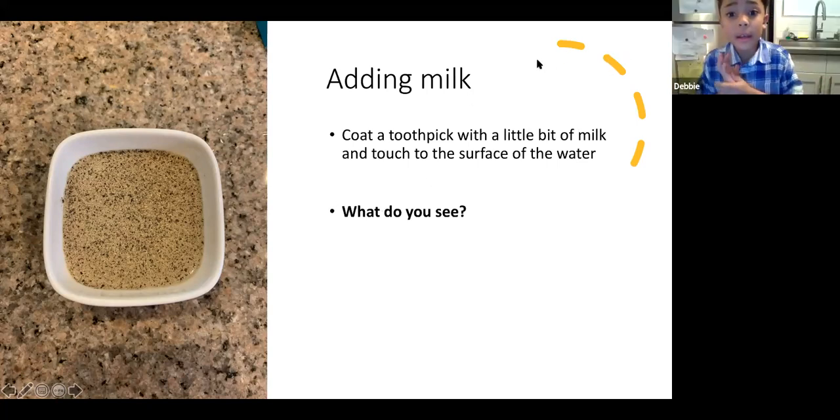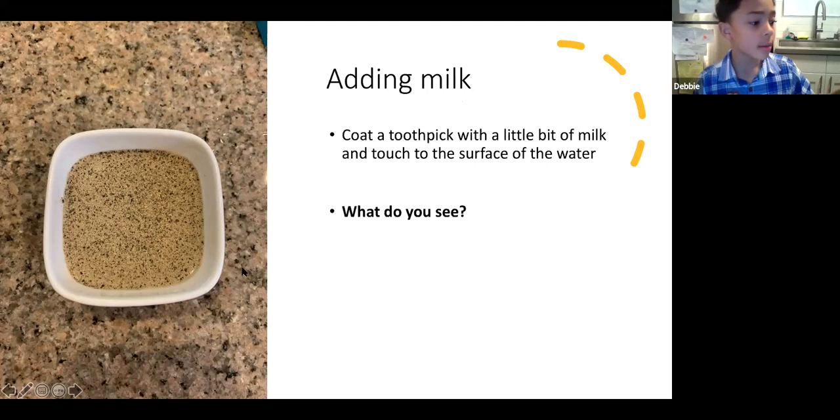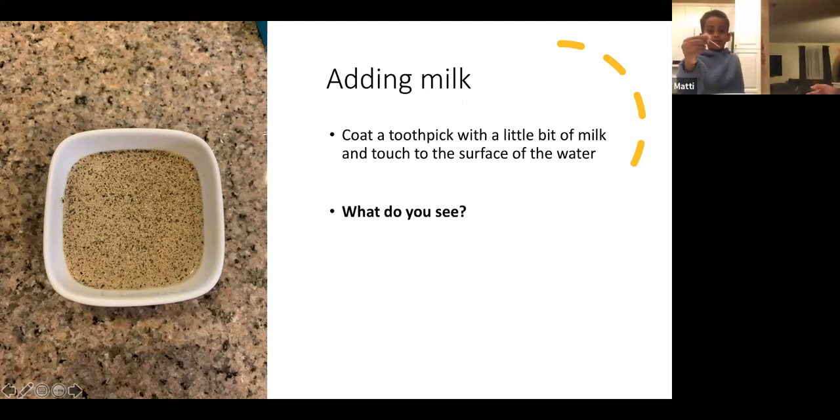When you put them in the pepper, it sticks to the milk. Maybe the pepper didn't spread the milk.